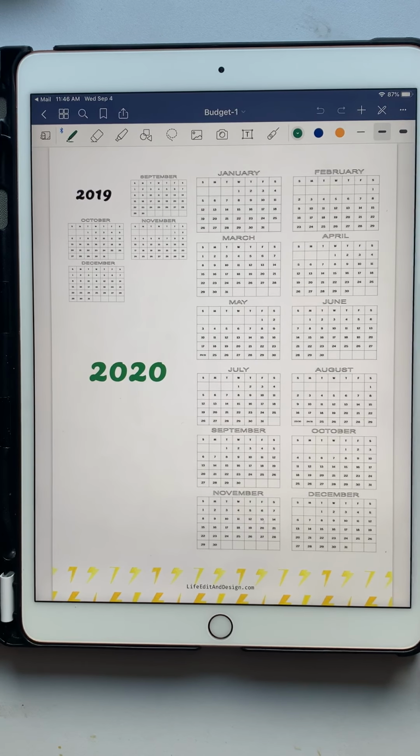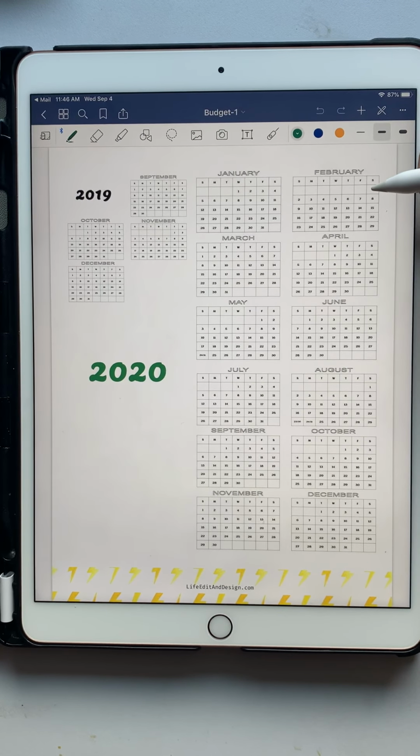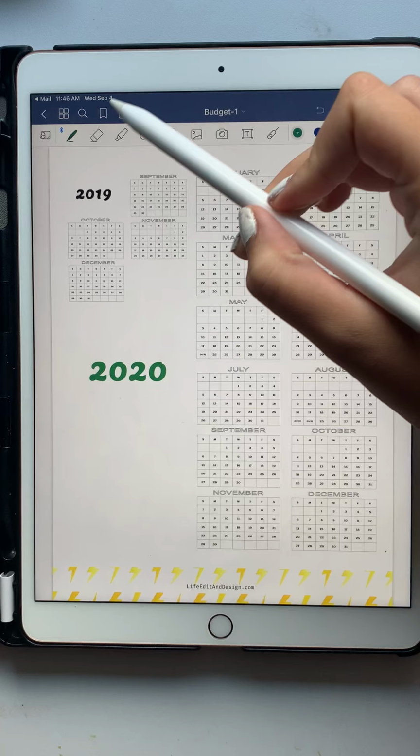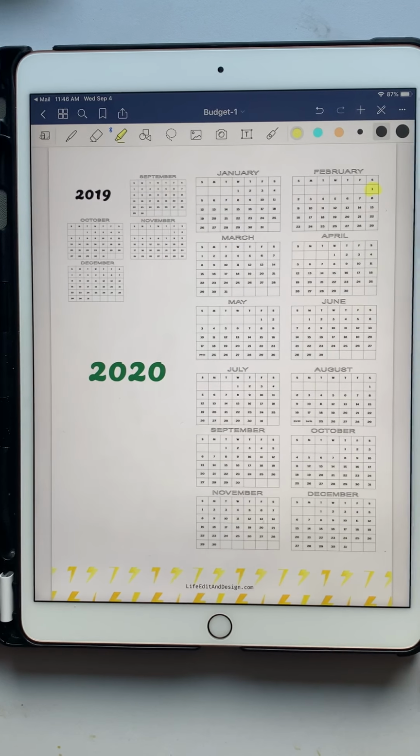What I would use this page for is to mark when insurance is due. So mine's due on the first day of every month. So maybe I go and highlight what day of the month it is.